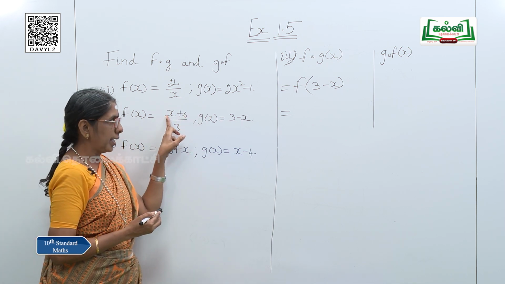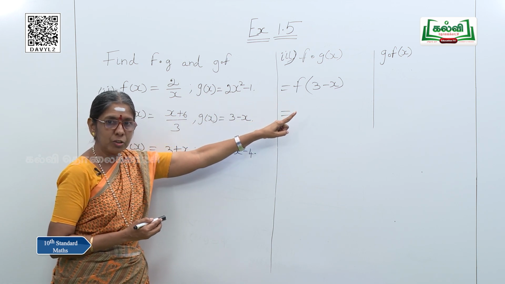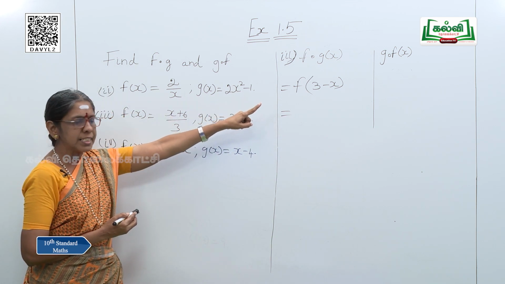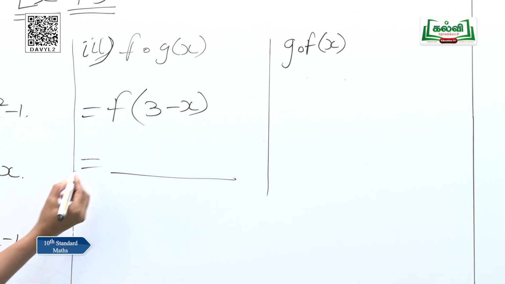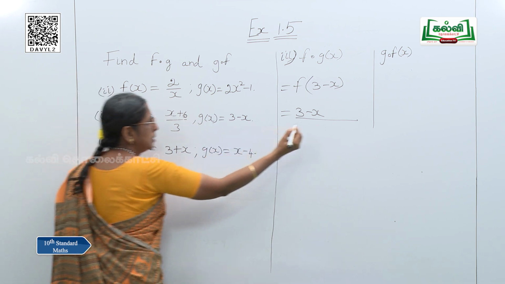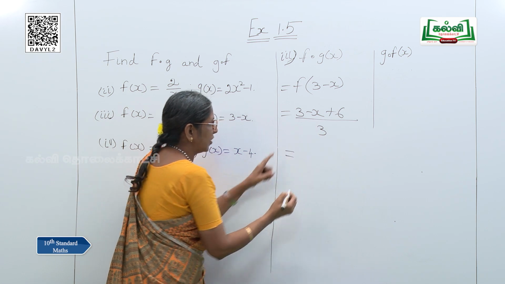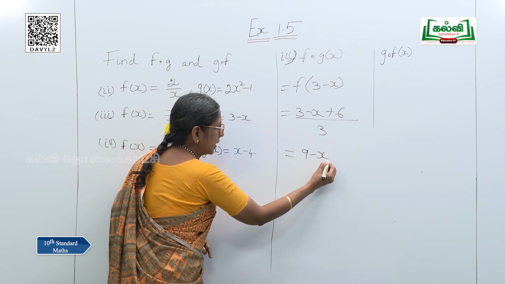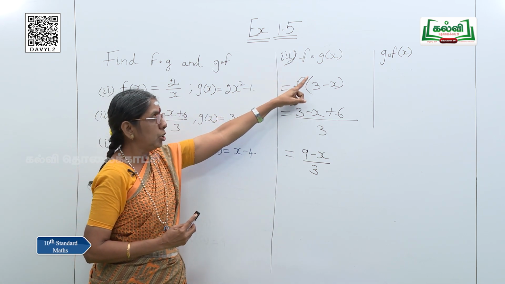So, wherever you have x, you have to replace it as 3 minus x, because we are going to find the functional value for 3 minus x. Therefore, in the place of x, you have to replace it as 3 minus x. So, what happens? 3 minus x, then plus 6, divided by 3. Now, we can simplify this. Plus 3 and plus 6 we can simplify, then you get 9 minus x divided by 3. So, this is the value we are getting for f dot g of x.